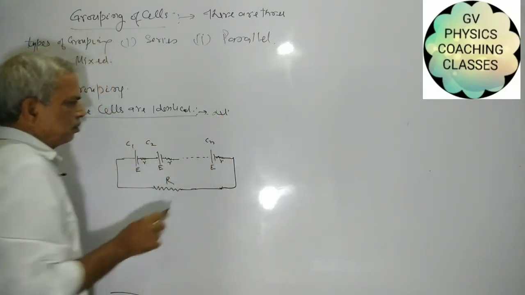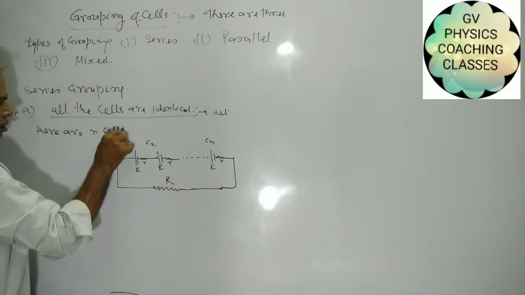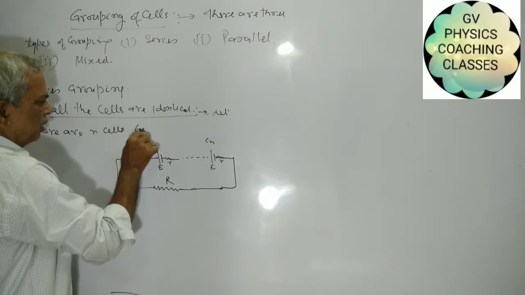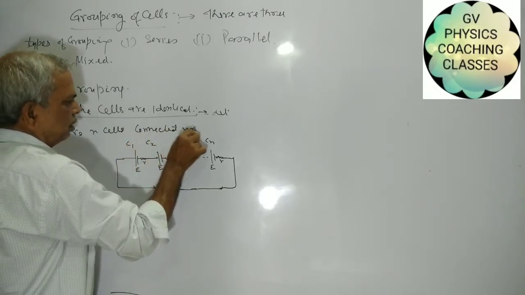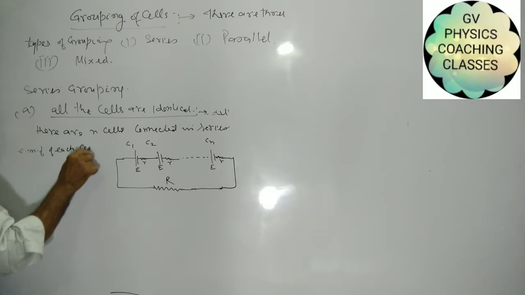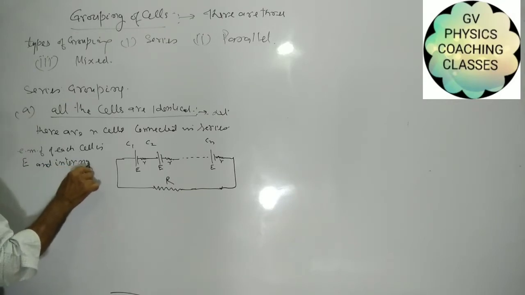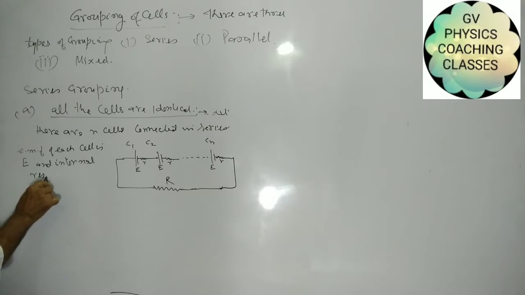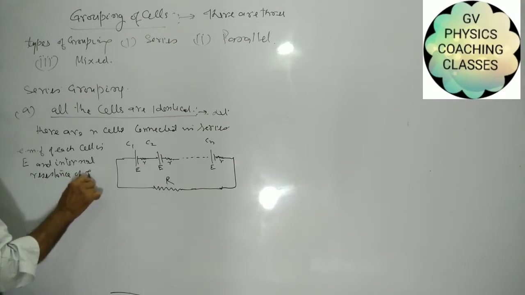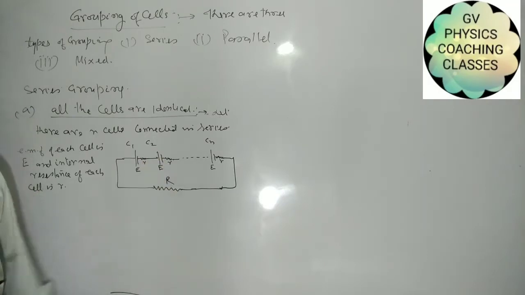Let there are n cells connected in series. EMF of each cell is E, and internal resistance of each cell is r. The negative terminal is connected to the positive terminal of the next cell.